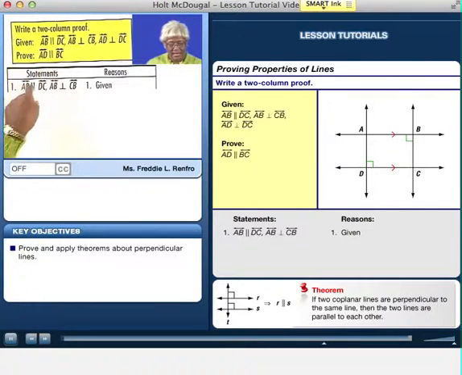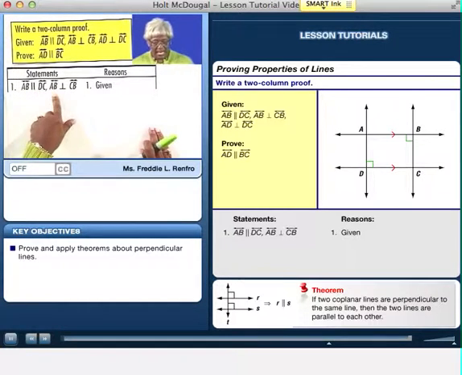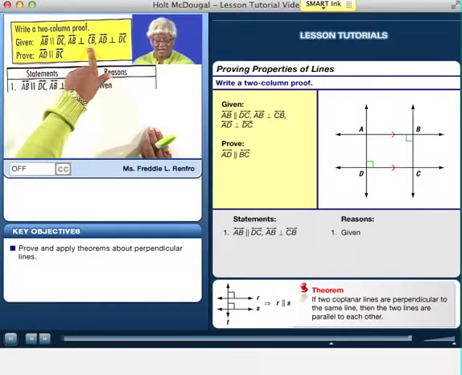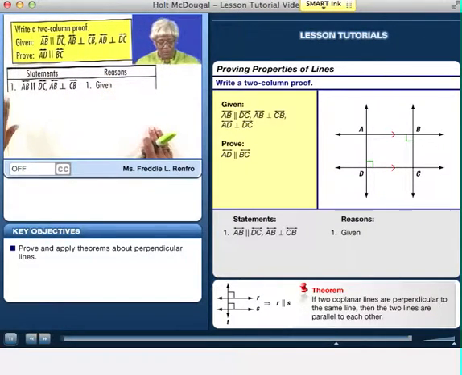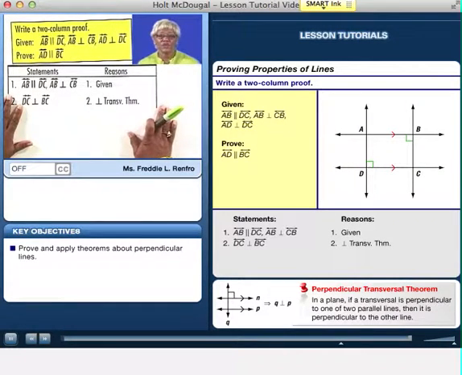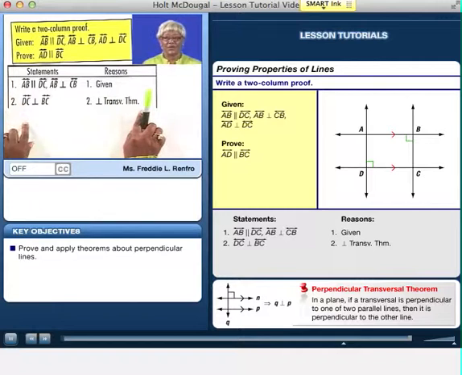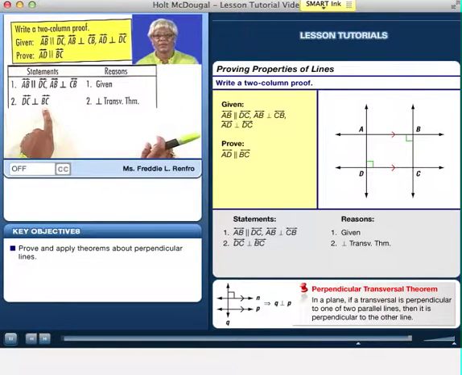AB is parallel to DC, that's given. AB is perpendicular to line CB, that's given also. Now, what's our next step? Our next statement, we can say that because of the perpendicular transversal theorem, line DC is perpendicular to BC. Line DC is perpendicular to line BC because of the perpendicular transversal theorem.